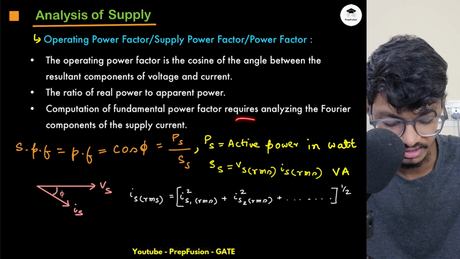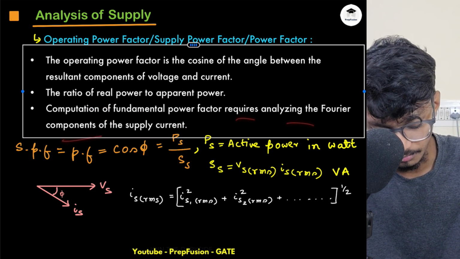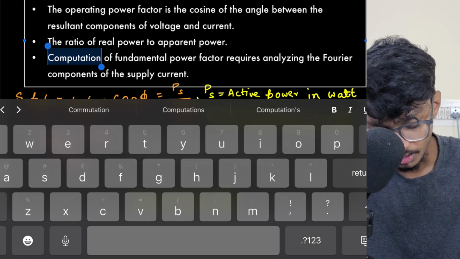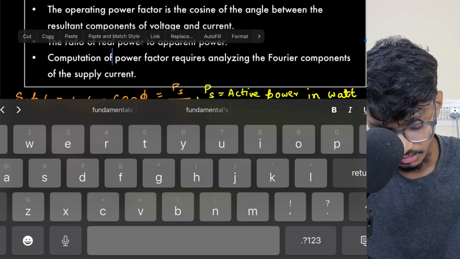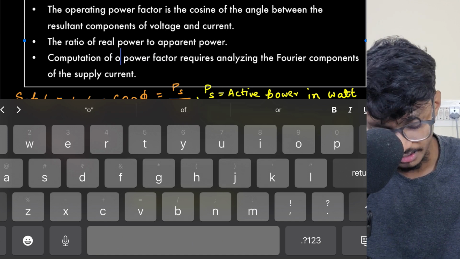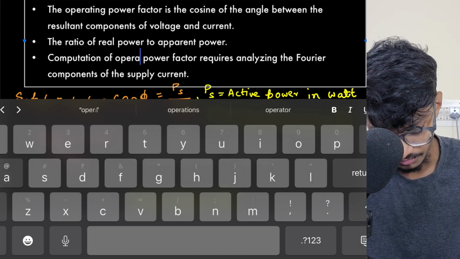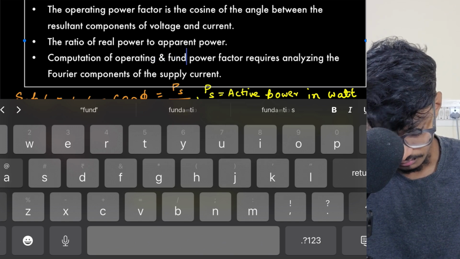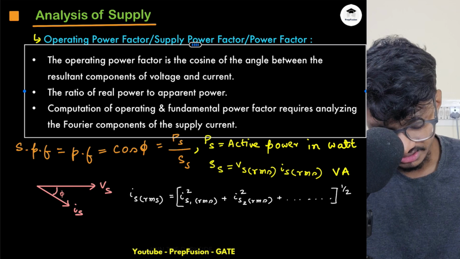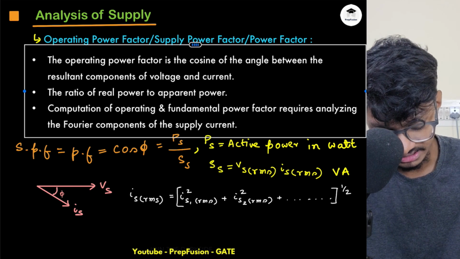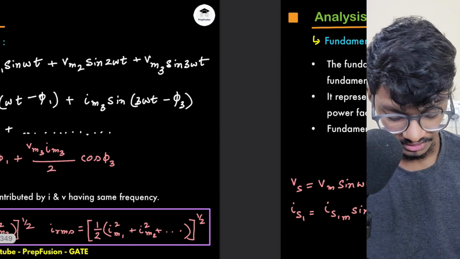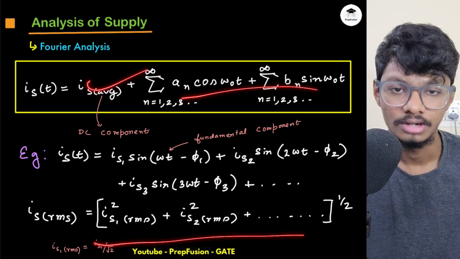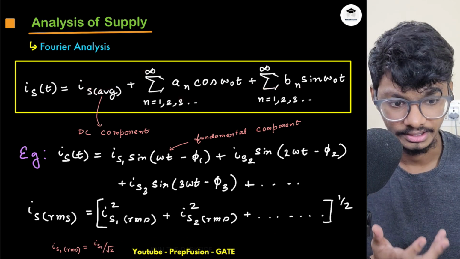Computation of fundamental power factor requires analyzing the Fourier components of the supply current. This will be for the fundamental components. Computation of operating power factor and fundamental power factor, both of these require the Fourier series analysis of the supply current, because with the help of Fourier series analysis I can break it down into this type of components, else I won't be able to break it down.